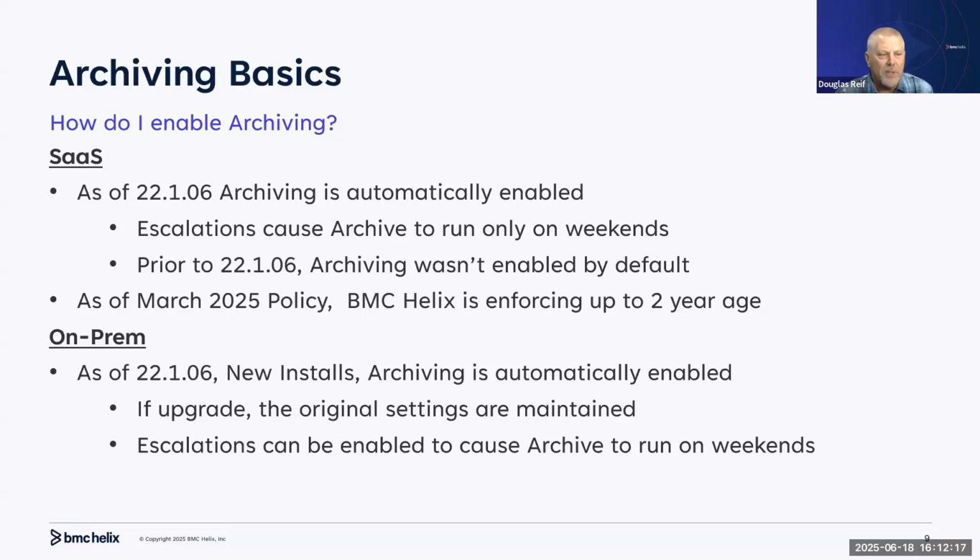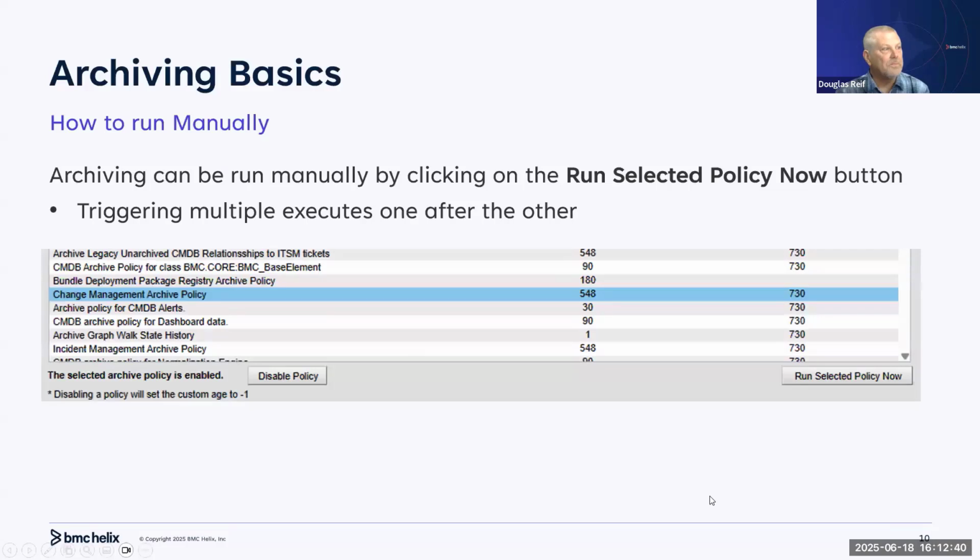A lot of it's optional, but for new installs, archiving was automatically enabled. Now, if you upgraded to 22106 and you had archiving disabled, we didn't change that. But for new installs, because we do feel like this is a best practice, we enabled it for you. We also provided those escalations that will make it run on the weekends, but we didn't enable them. So that's an option that you have.